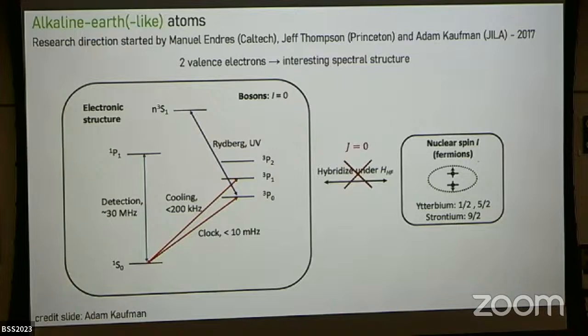The interesting thing here is if you take fermions, they have a nuclear spin. For example, for ytterbium, you can have 1/2 and 5/2. For strontium, you can have 9/2. And the experiments that I'm going to show you now are all related to ytterbium with the 1/2 nuclear spin. And so you can use this nuclear spin to encode your qubit.